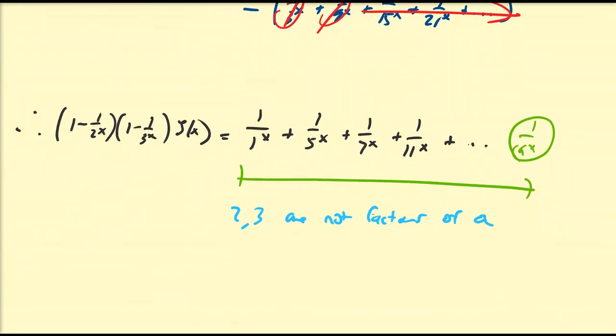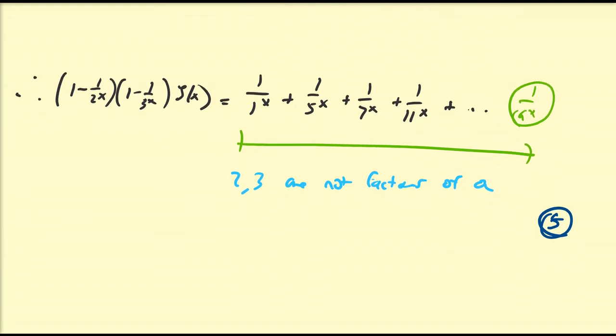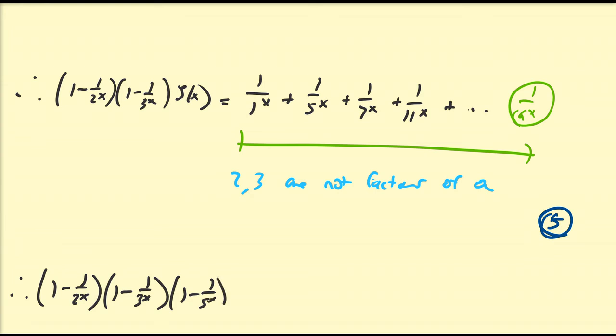So then I'm going to divide by another number. I'm going to divide by 5. So 2, 3, and now I'm going to do it for 5. So I'm going to have (1 - 1/2^x)(1 - 1/3^x)(1 - 1/5^x) times zeta of x. So I'm going to be left with what on the right hand side?